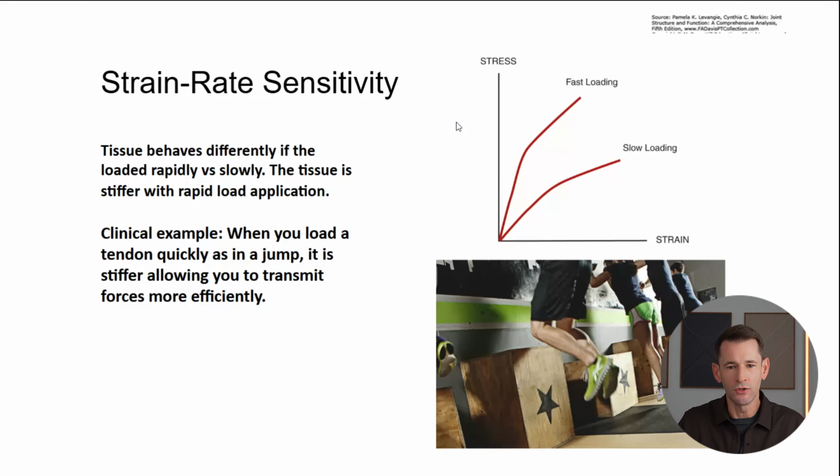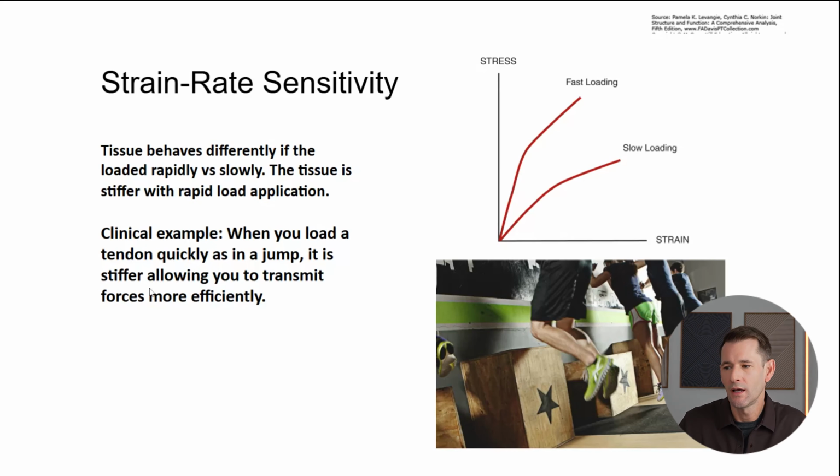If I want to jump off the floor onto a box, so we're doing a box jump exercise here, I want to impart all of those forces from my calf into my foot so I can jump as high as I can. By loading that Achilles tendon rapidly, it's going to be stiffer. It's going to allow more of those muscle forces to actually be imparted into the floor so I can jump higher.